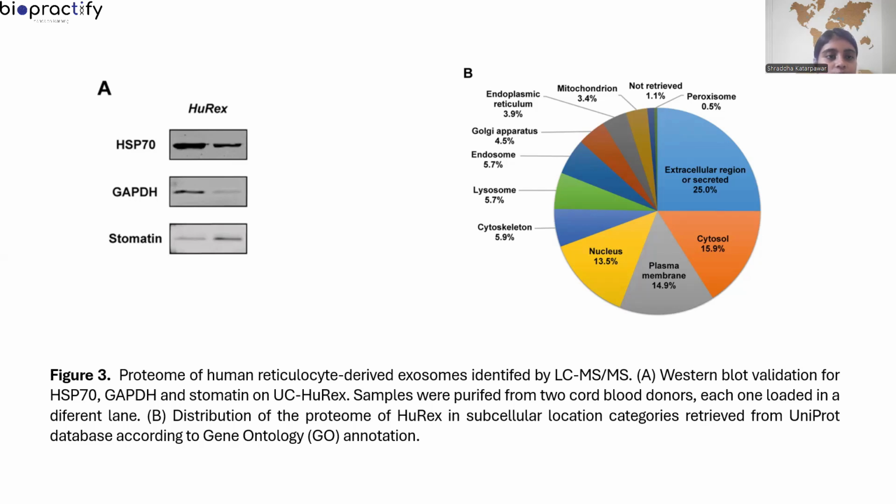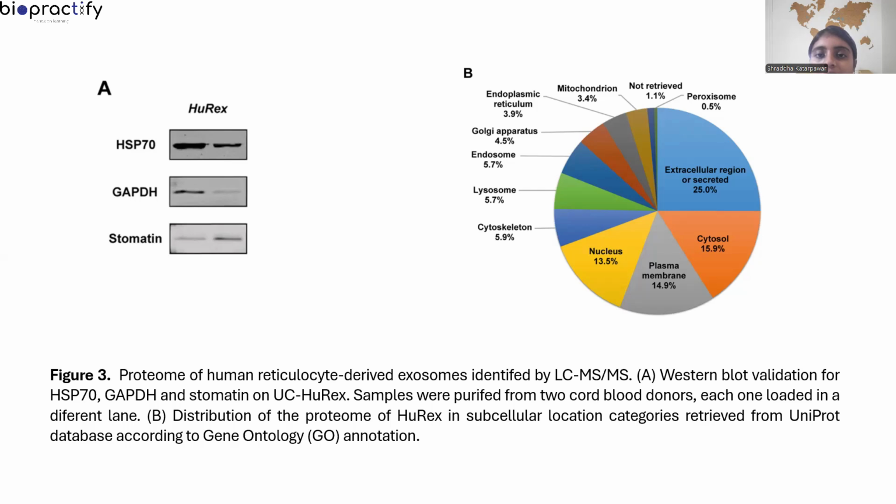The samples in the Western blot were purified from two cord blood donors, each one loaded in a different lane. As we can see, HSP70 shows a much darker band compared to GAPDH and stomatin.